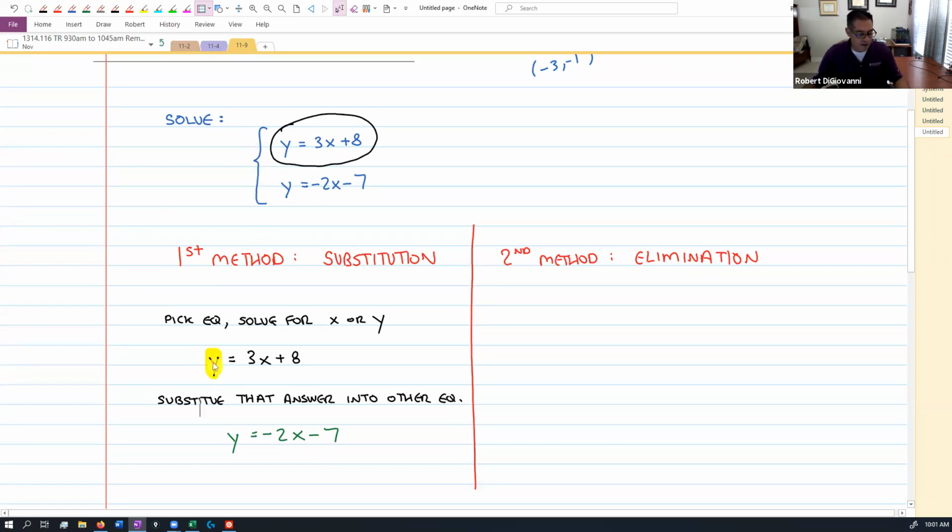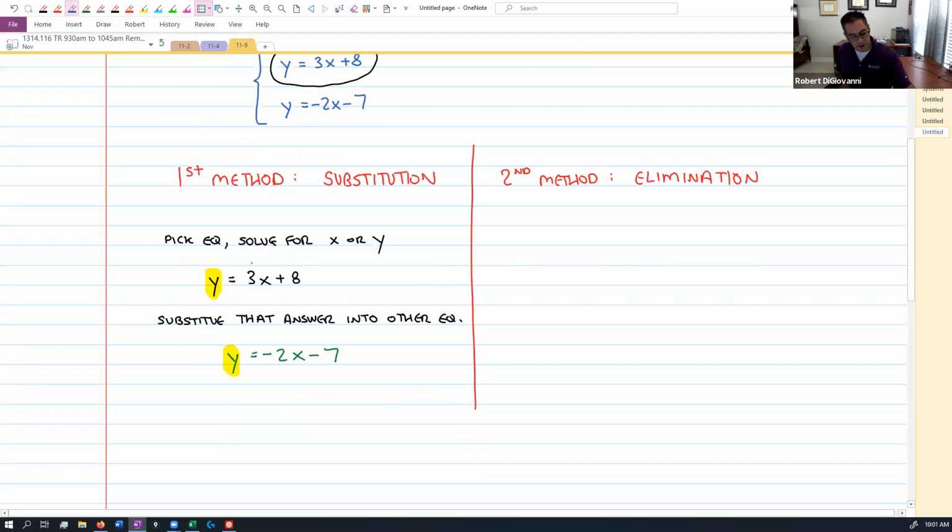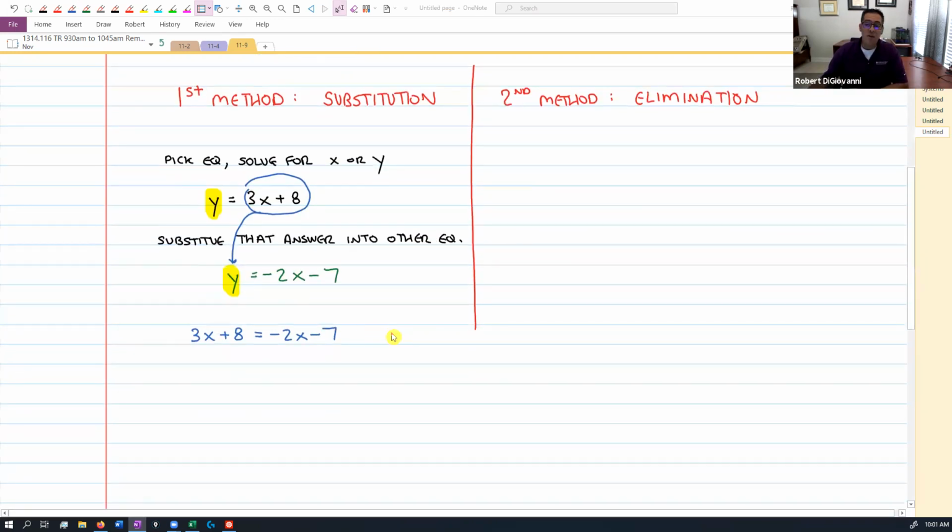What I want to do is take that and substitute this expression in for the Y right here, and this is the second equation. So I'm going to take the 3x plus 8, and I'm going to replace that Y with 3x plus 8. So let's do it. 3x plus 8 equals, and now negative 2x minus 7. And now what we've created is a new equation, right?